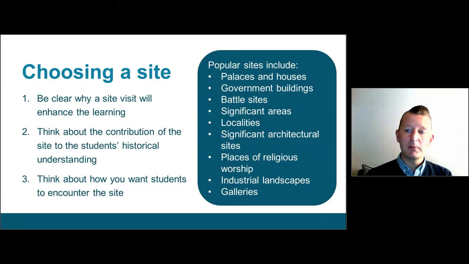Palaces and houses, government buildings, battle sites, significant areas because of something that happened or a document that was signed or a group of people that met there, important or interesting localities or places that are just interesting because they have an architectural coherence that tell us something about the time, significant individual architectural sites because there are significant buildings or design features that we want to focus on, places of religious worship, industrial landscapes or art galleries. So all of these are places where the history teacher might find themselves washing up at some point or another in time.